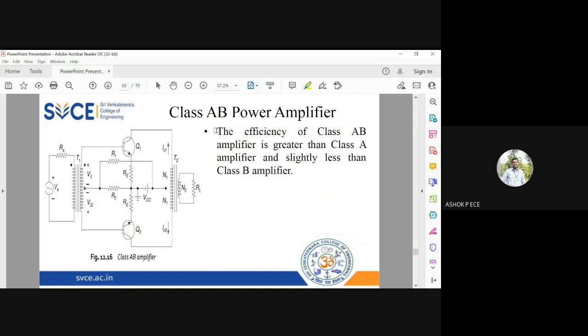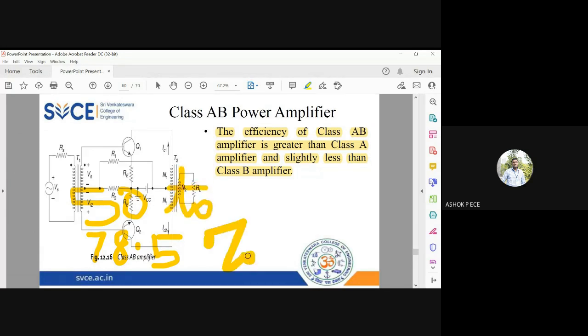So the efficiency of class AB amplifier. You know that the efficiency of class A is 50% and class B is 78.5%. So definitely you can say the efficiency of class AB will be in between the two. So it will be between 50 and 78.5 percentage. So the efficiency of class AB amplifier is between 50 and 78.5 percentage.